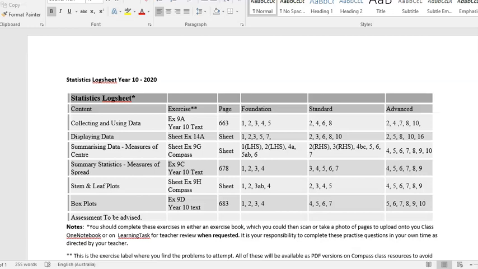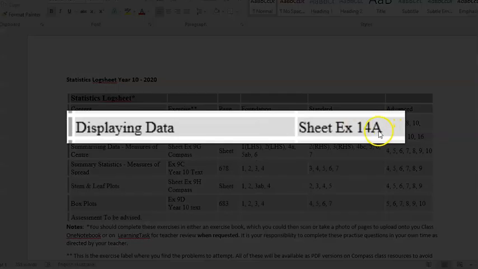Mr. Herman here, and today's lesson we'll be looking at displaying data. This is from our statistics topic. Now, you'll notice that this log sheet that I have here says sheet exercise 14a. The one that I provided to you on Compass and on Microsoft 365 accidentally says 14c.